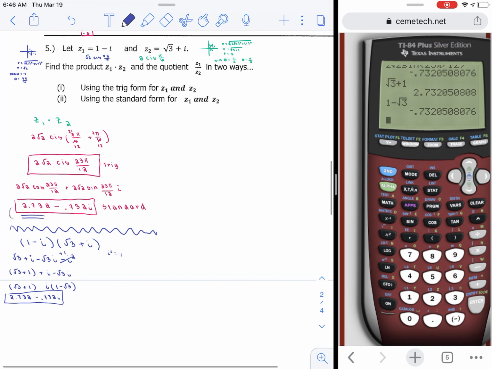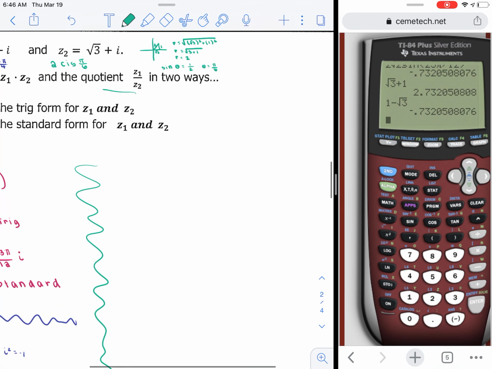So what I would like for you guys to do is try out the final part of this, and I would like for you to now find the quotient in 2 different ways. So do the z1 divided by z2. I will create a third video to show the answer for this part. You can also check with the key as well.